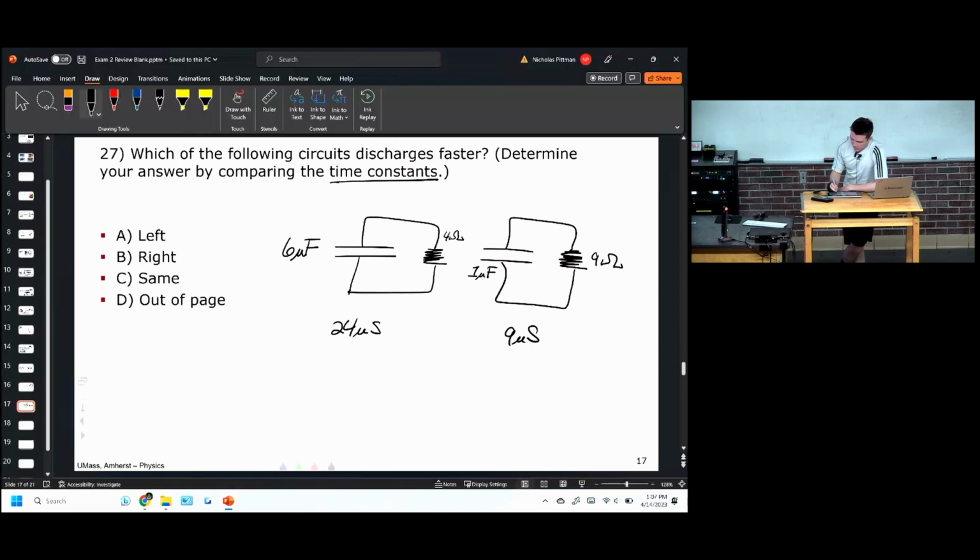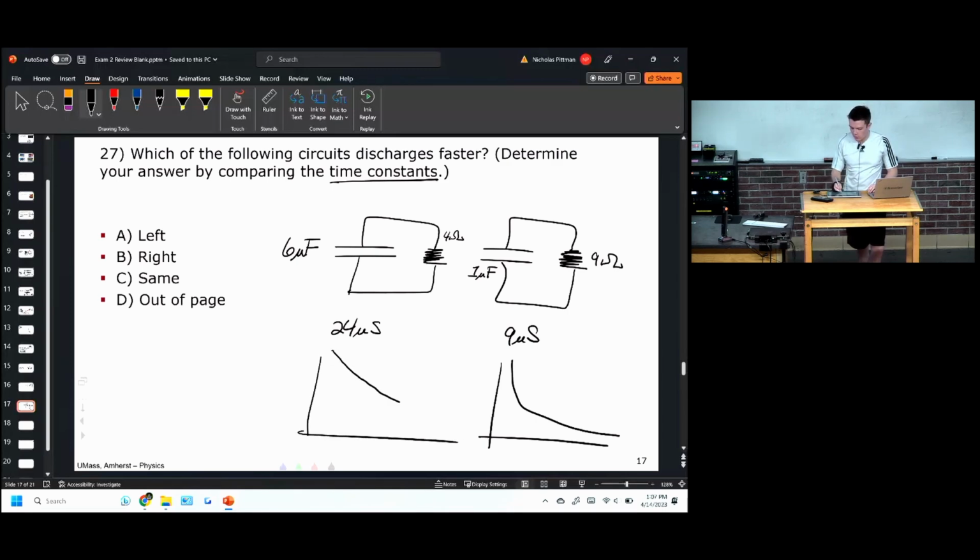Remember, the time constant tau tells you how many seconds it takes for the capacitor to discharge 60% of itself. In the case on the right, it only takes 9 microseconds for it to discharge 60%. Whereas in the case on the left, it takes a whole 24 microseconds to discharge that same amount. So the circuit on the right discharges faster. Again, because a small time constant means things happen really fast. It only takes 9 microseconds to lose a lot of charge.